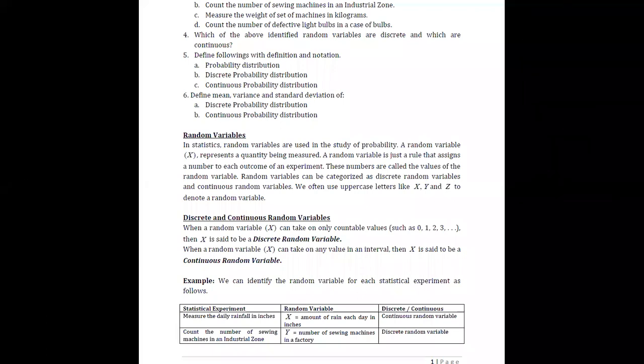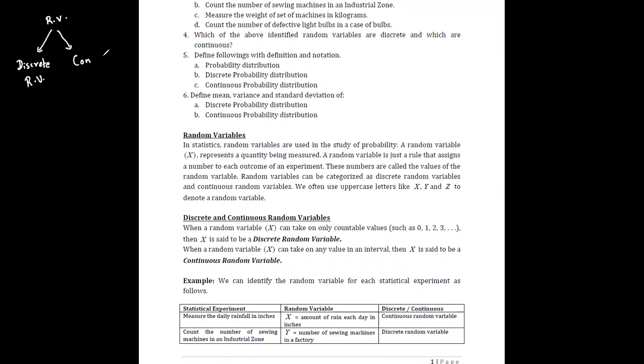Now we will discuss discrete and continuous random variables. When a random variable, say X, can take only countable values such as 0, 1, 2, 3, then X is said to be a discrete random variable. In the previous explanation, I told you that random variables can be categorized as discrete random variables and continuous random variables.